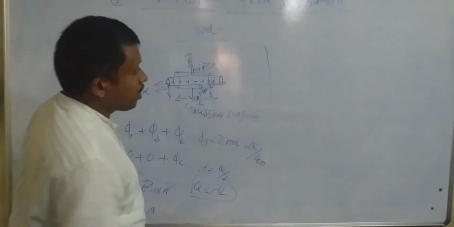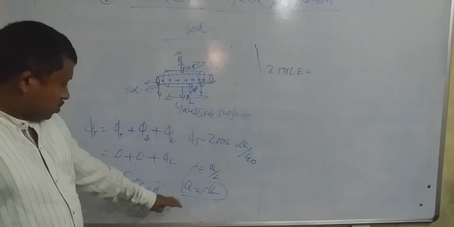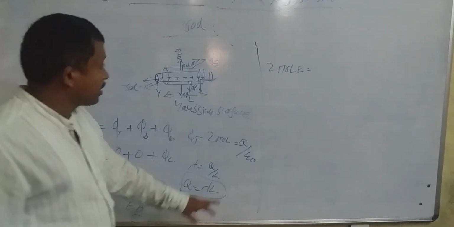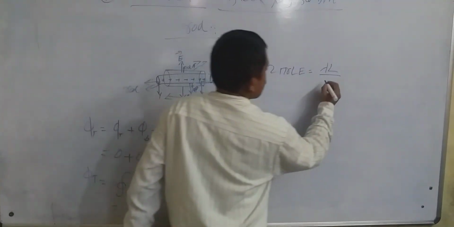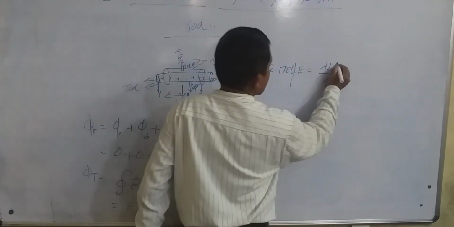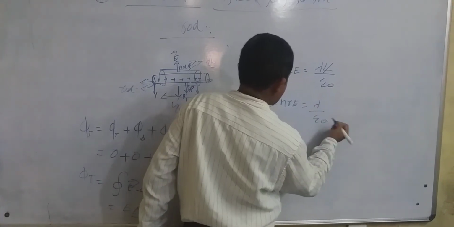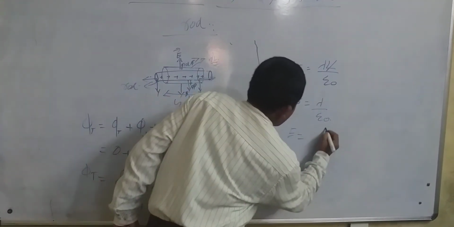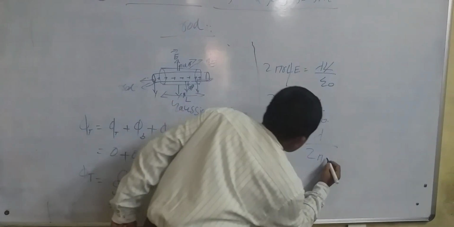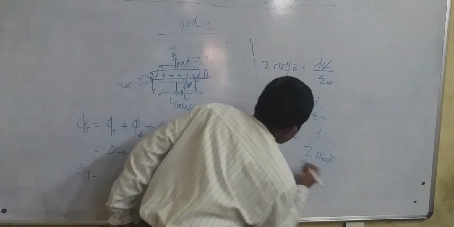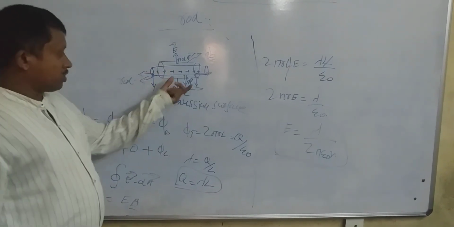So E times 2 pi r L is equal to the total charge Q, lambda L, divided by epsilon 0. L cancels. So E times 2 pi r is equal to lambda divided by epsilon 0, so E is equal to lambda divided by 2 pi epsilon 0 r. This is the electric field due to the long straight wire.